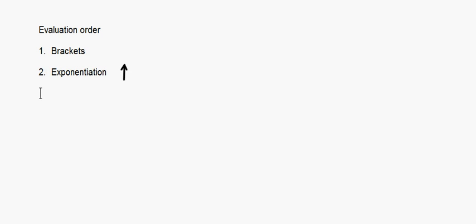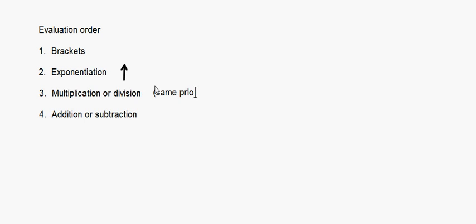Then after that comes the multiplication or division, okay? And then comes addition or subtraction. Now, in case of multiplication or division, they have got the same priority. Same way, addition or subtraction again has got the same priority. So in cases where the operators have the same priority, the evaluation should start from left to right, right?